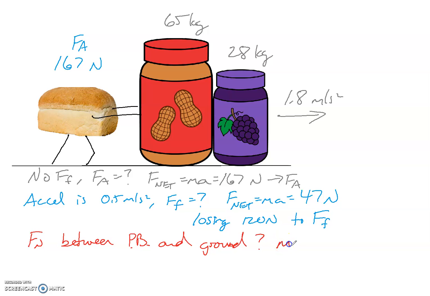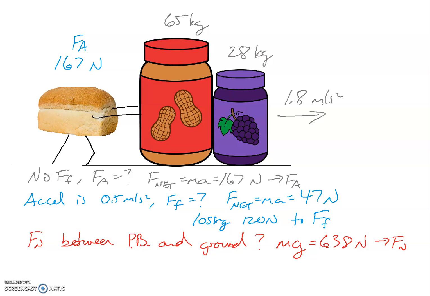So if we would do mg for the peanut butter, we can actually calculate how much normal force there is. So if I do the 65 times 9.81, the weight of the peanut butter is 638 newtons. So that's how much gravity is pulling down on the peanut butter, so that must be how much the normal force is pushing back up. So this would also be equal to the normal force. So the normal force would be 638 newtons going straight up.